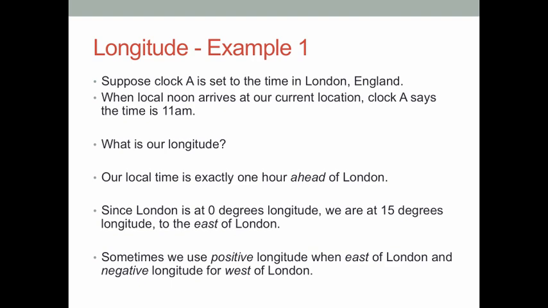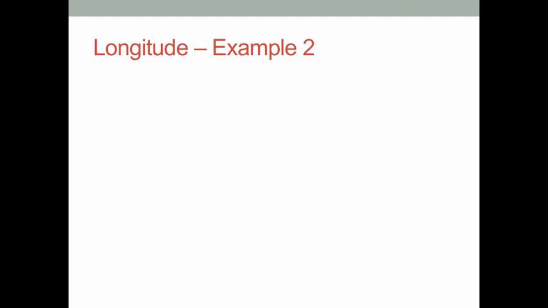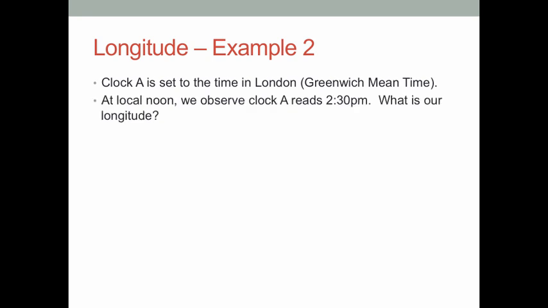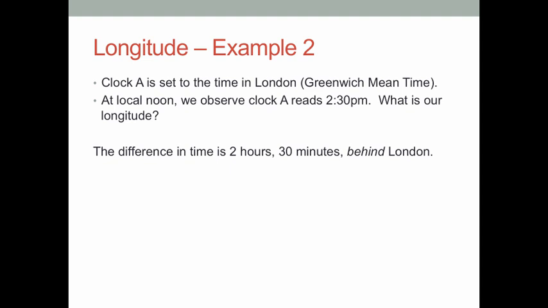So sometimes we use positive longitude when we're east of London and negative longitude when you're west of London. Example 2. Clock A is set to the time in London, which is also referred to as Greenwich Mean Time. At local noon, suppose we observe that clock A reads 2:30 p.m. So what's our longitude? The difference in time here is 2 hours and 30 minutes, and we're behind London.